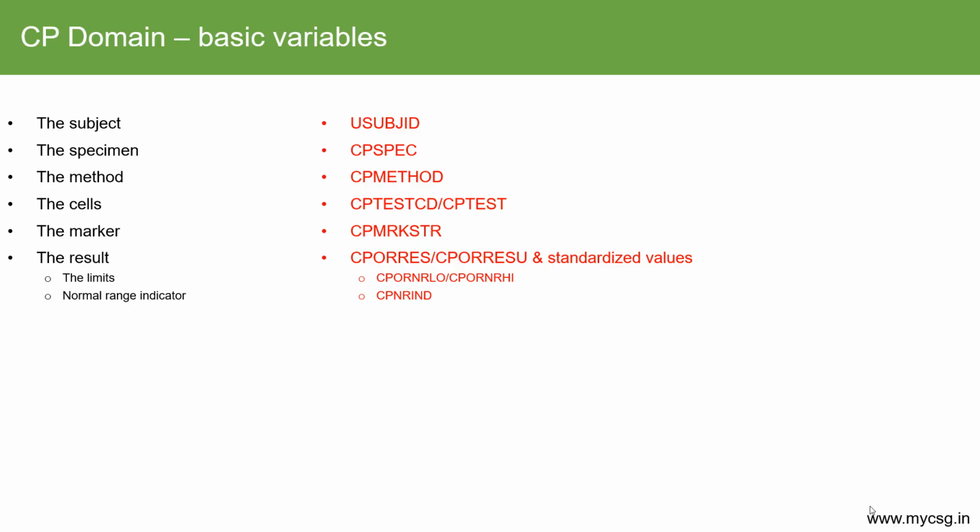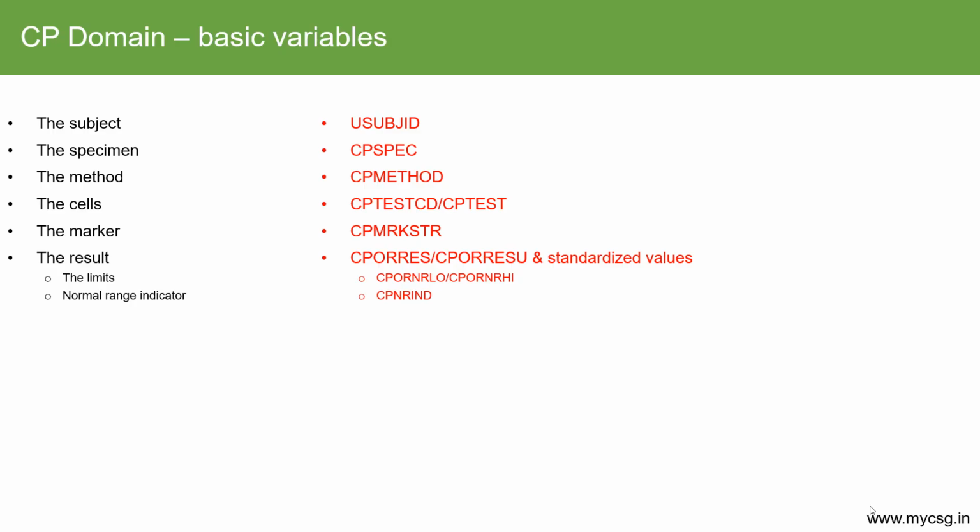We also capture the normal range indicator in the variable named CPNRIND. Based on the comparison of our result with the normal range low and high, the result may appear low, high, or in between the limits. That information of low, normal, or high is stored in the variable CPNRIND. So these are the basic minimum variables that are needed for a CP domain.